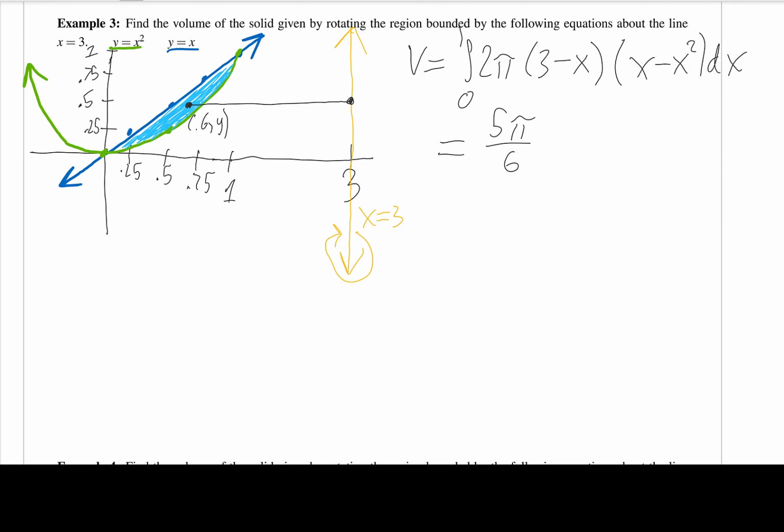And so I really like this, even if a washer is convenient, because let's say we decided to do the washer method, right? Now I'm going to do a slice like this. So I've got to account for my outer radius, my inner radius.